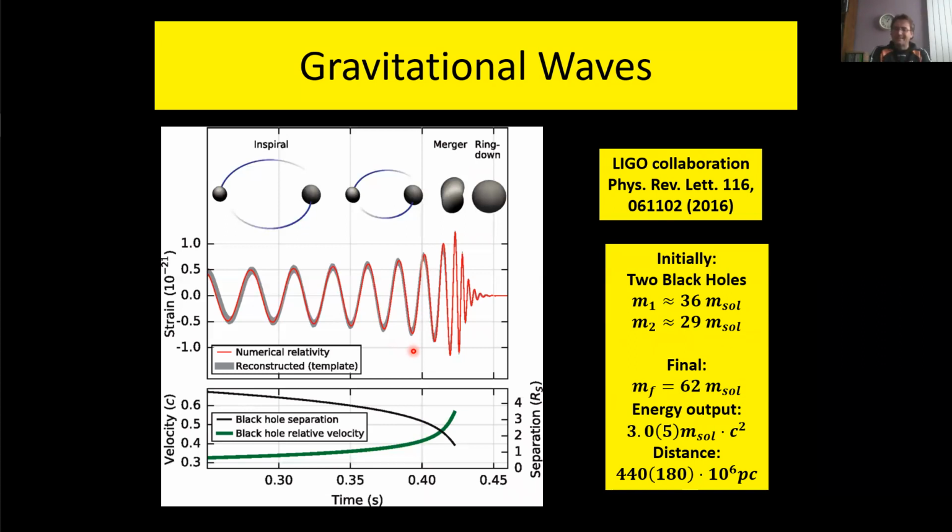This is basically the energy multiplied with c squared that has been invested to create gravitational waves. So this has been used to disturb space-time. Mass has been changed towards energy. Well, if you don't believe that this works, ask the people in Hiroshima. They have also experienced something similar.